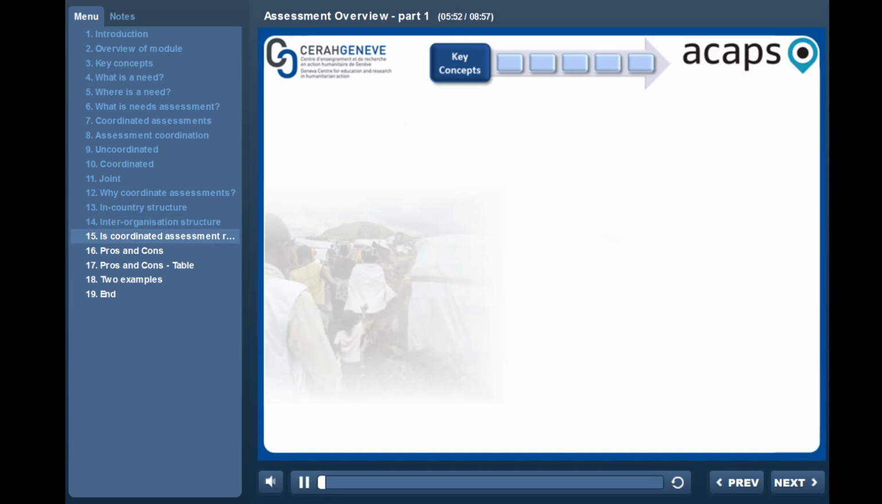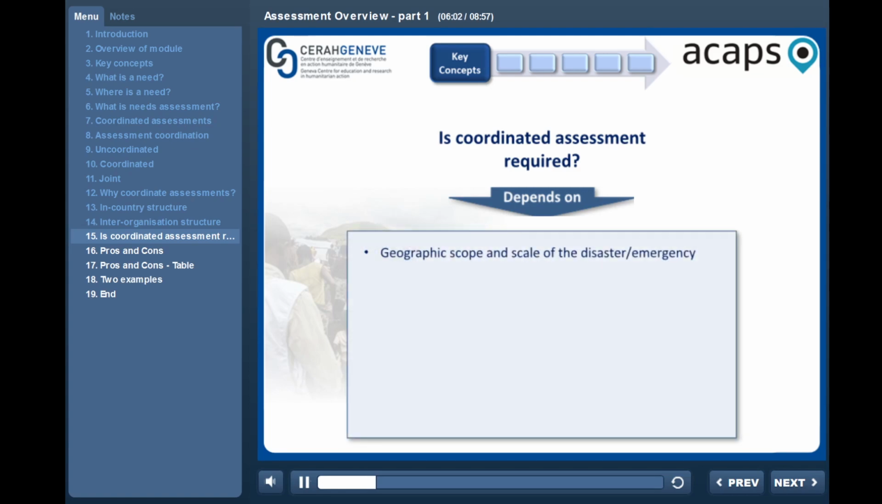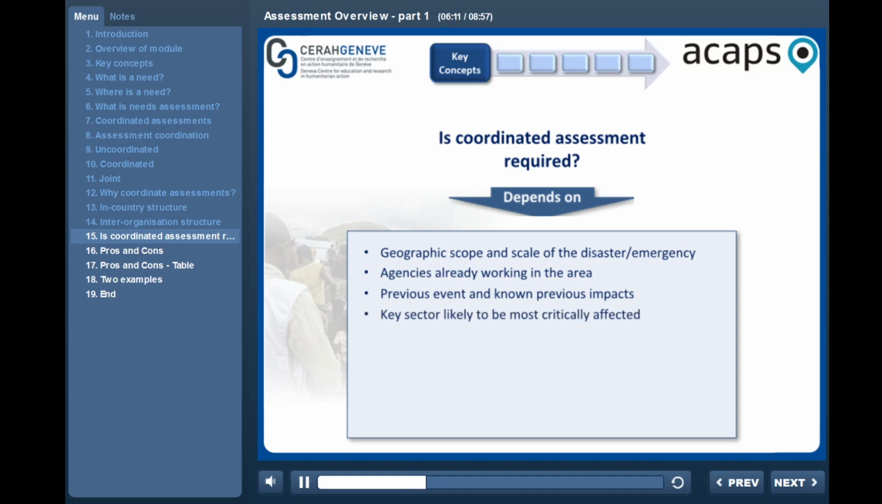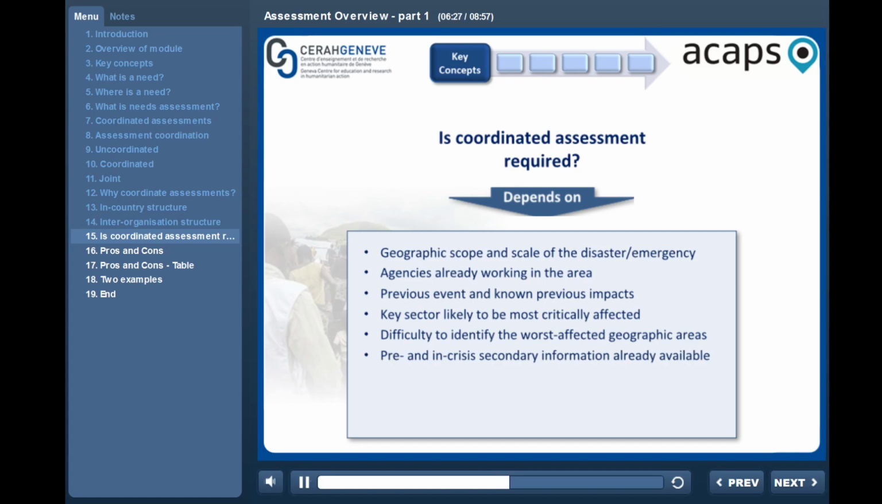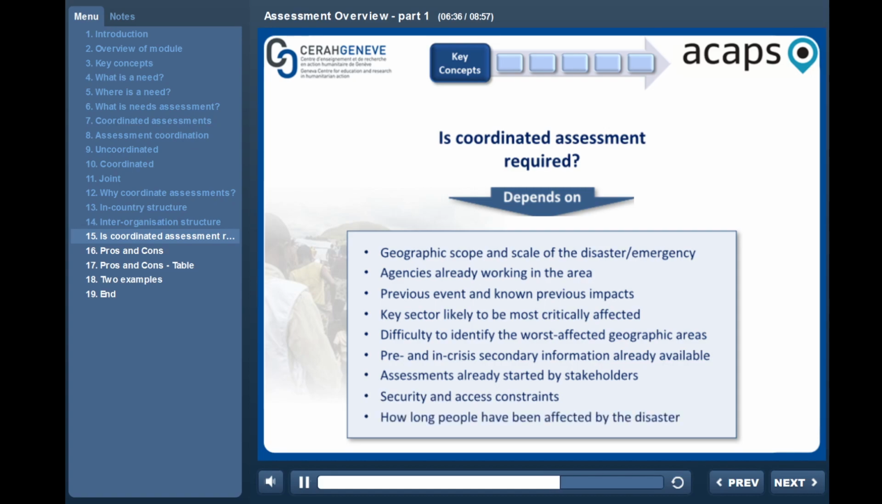Not all situations require a coordinated assessment. The decision for what kind of assessment depends on many factors, including the geographical scope and scale of the disaster, the agencies already working in the area, whether the event has happened before and what is known about previous impacts, whether it is already known that one key sector is likely to be more critically affected, how easy it is to identify the worst affected geographical areas, for example by government information or satellite imagery, what pre-crisis and in-crisis secondary information is already available, whether stakeholders have already started their own assessments, security and access constraints, how long people have been affected by the disaster.